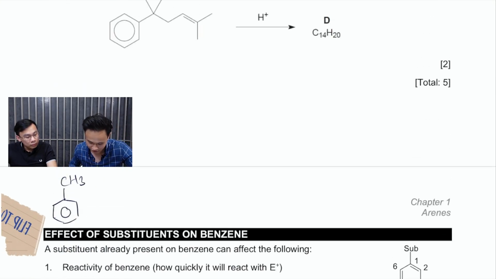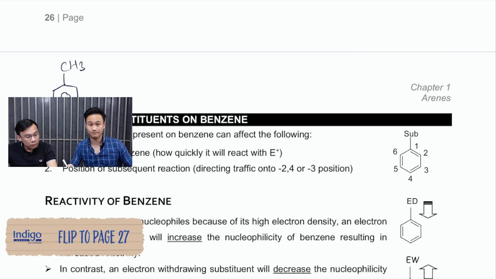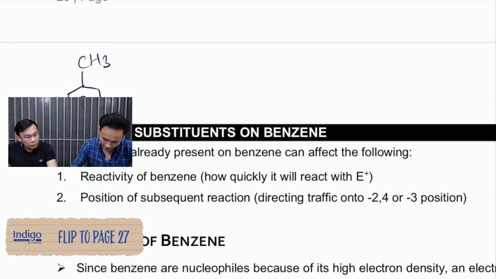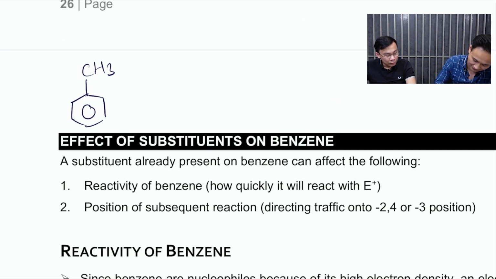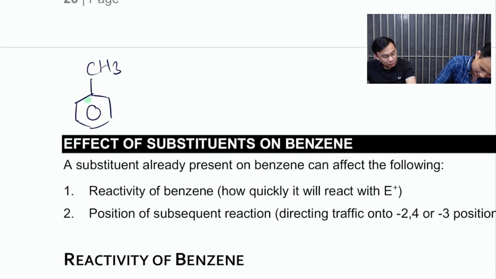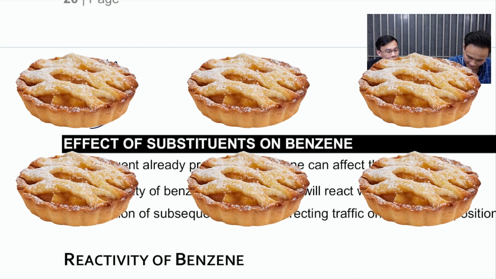This is on page 27 of your lecture notes. You can just flip, okay? So, we're going to start with methyl benzene. Looking at this methyl benzene here, first things first, of course, benzenes are nucleophilic or electrophilic? Nucleophilic. Of course, 6 pi electrons.